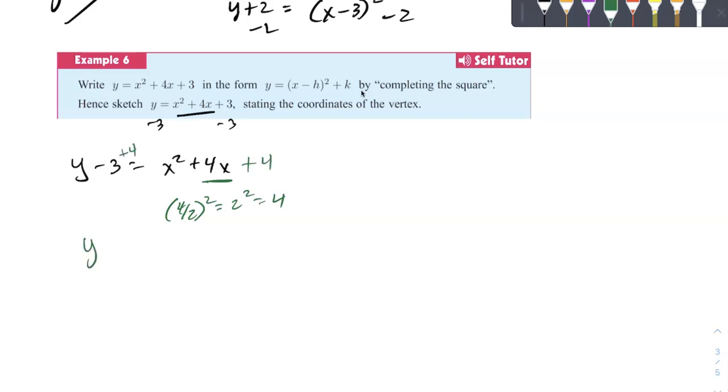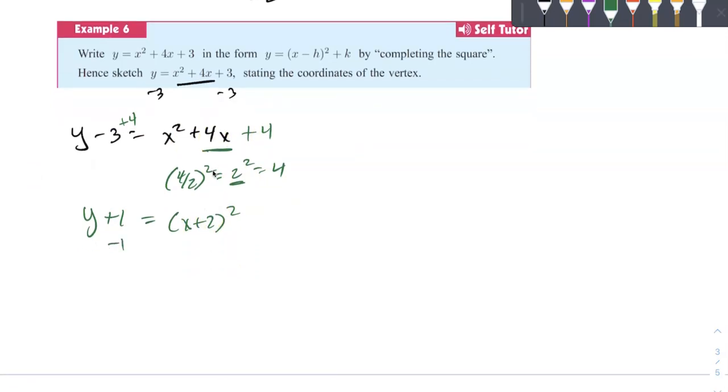So now I have y plus 1 equals, and we're just going to factor this side. Now remember the trick, it's always the thing before you square it. So it's always this guy, x plus 2 squared. Right, and again, you could double check. 2 squared is 4, 2 plus 2 is 4. Perfect. Now we're going to get y by itself, so subtract 1, and I get y equals x plus 2 squared minus 1. If we complete the square, we got vertex form.